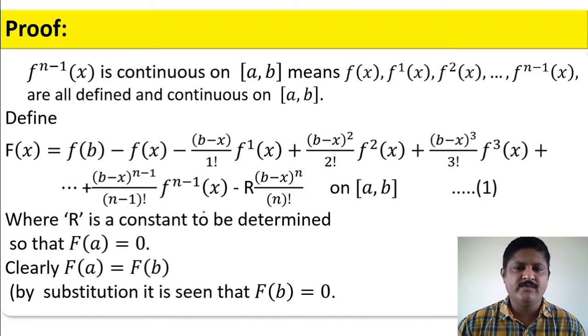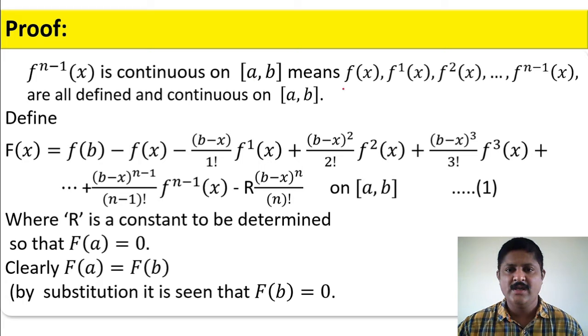Now we are going to prove the Taylor's theorem. Since the given f^(n-1) of x is continuous on closed interval ab, it means f of x, f1 of x, f2 of x, etcetera, f^(n-1) of x are defined and continuous on closed interval ab.